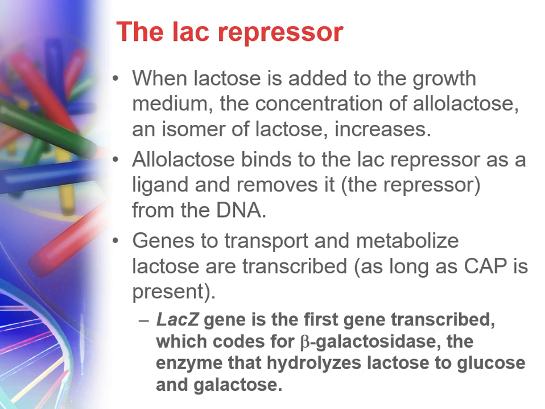The way that the Lac repressor works is that when lactose is added to the growth medium, the concentration of allolactose increases because the beta-galactosidase will catalyze that transglycosylation. Then allolactose will bind to the Lac repressor. So the allolactose is a ligand. It binds to the Lac repressor and causes a conformational change that removes the Lac repressor from the DNA. Once that repressor is removed, then the genes that transport and metabolize the lactose are transcribed. The repressor is removed, but you get the best response if CAP is also present.